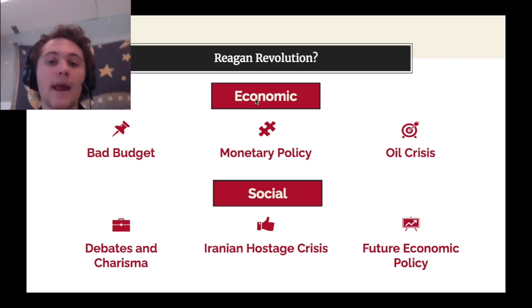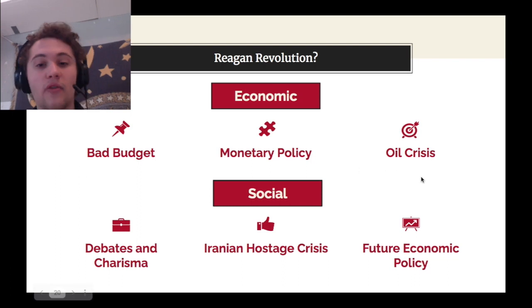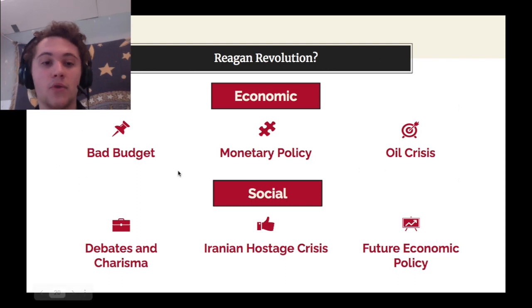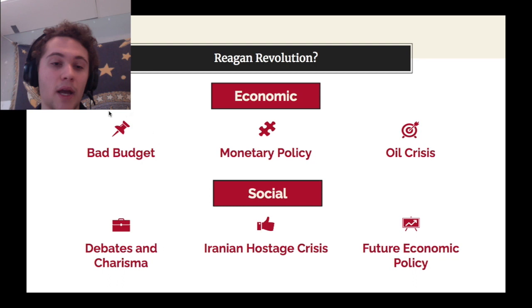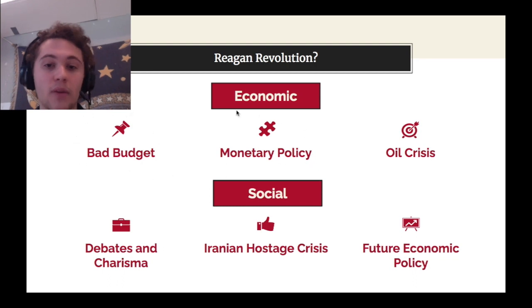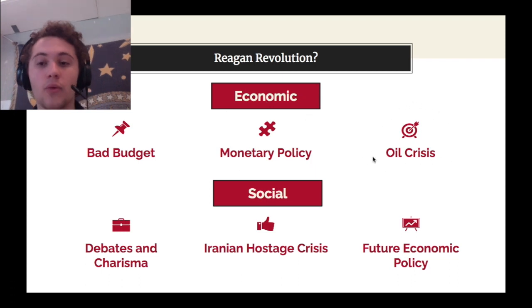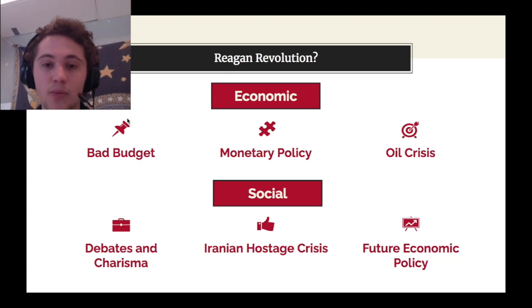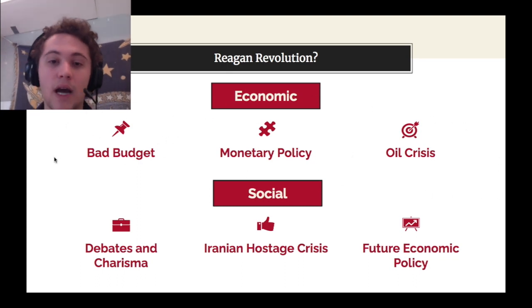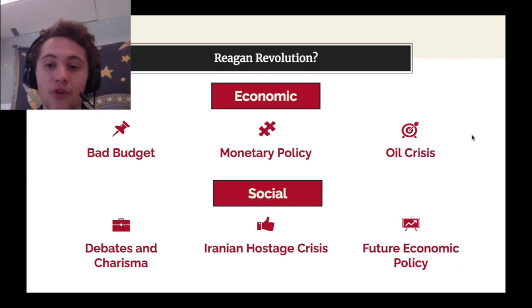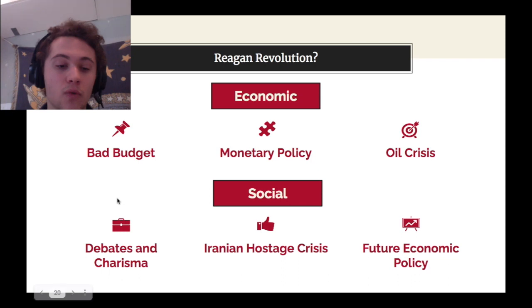And so we can say that economically, one of the economic factors that led to the Reagan Revolution were a bad budget left behind by LBJ. We can say it's the bad monetary policy by Richard Nixon, and we could say it's the oil crisis during both Richard Nixon and the more important one during Jimmy Carter's campaign. So we have each one of these presidents provide an economic downturn that eventually caused Reagan's economic policy to be well respected. And here we have the social reasons as well.